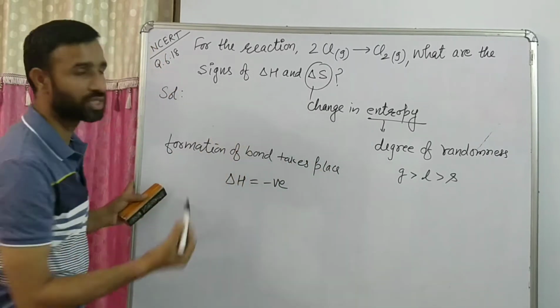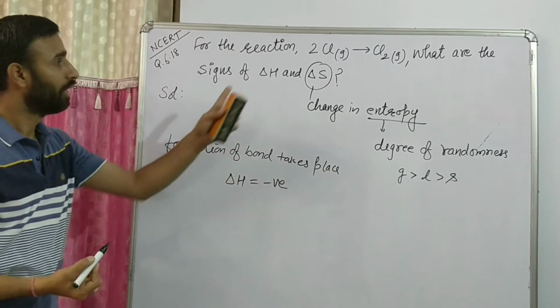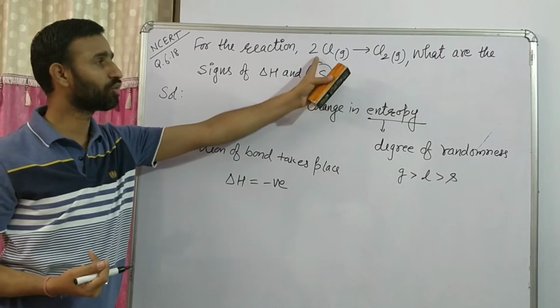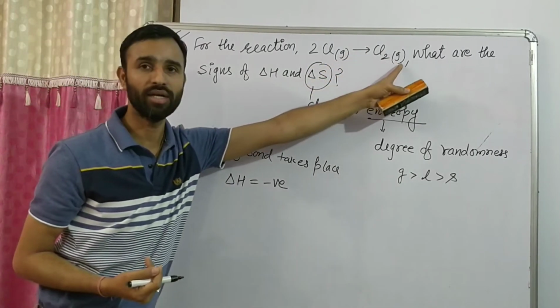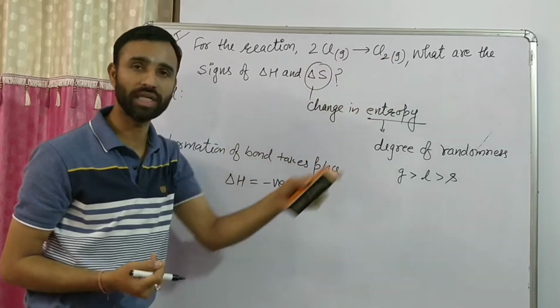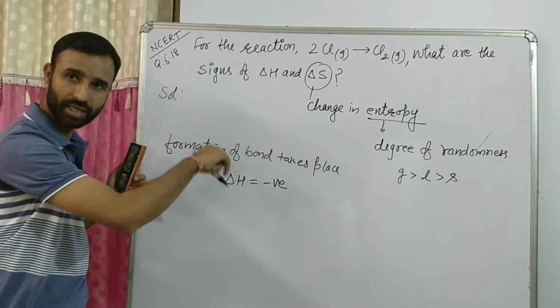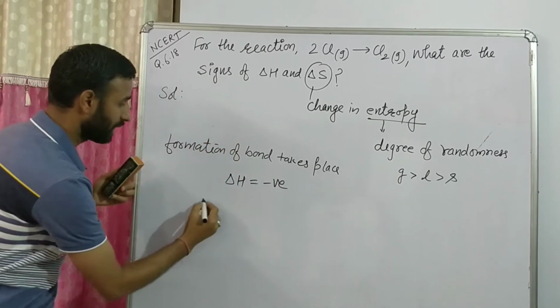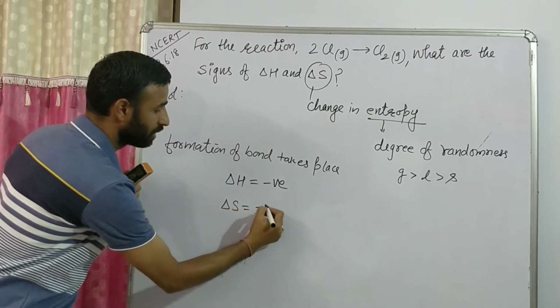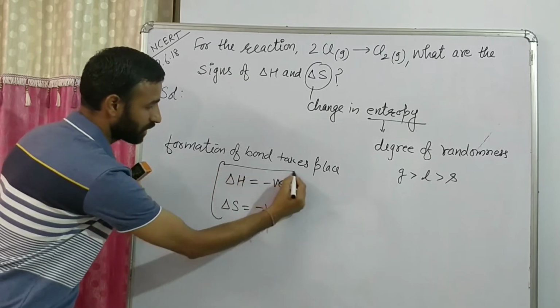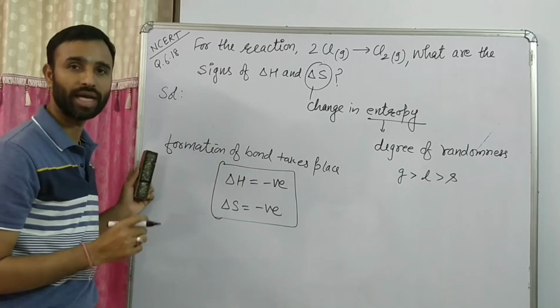And what about delta S? In reactant side, how many gaseous moles are there? 2. On product side? 1. That means there is a decrease in gaseous moles. That means decrease in delta S, decrease in randomness. So delta S for this reaction is negative. Delta H as well as delta S both are negative.